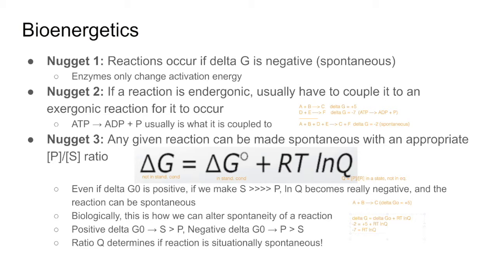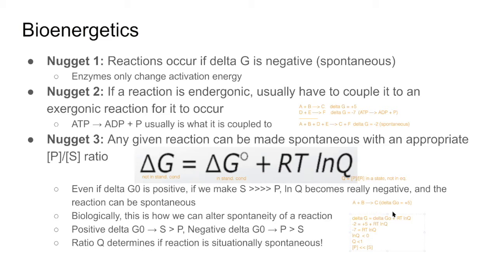Without going too much into specifics of that, what that tells me is that, because R and T are both positive, ln Q must be less than 0. And if ln Q is less than 0, that tells me Q must be less than 1. And if Q is less than 1, that tells me that products is less than the substrate.